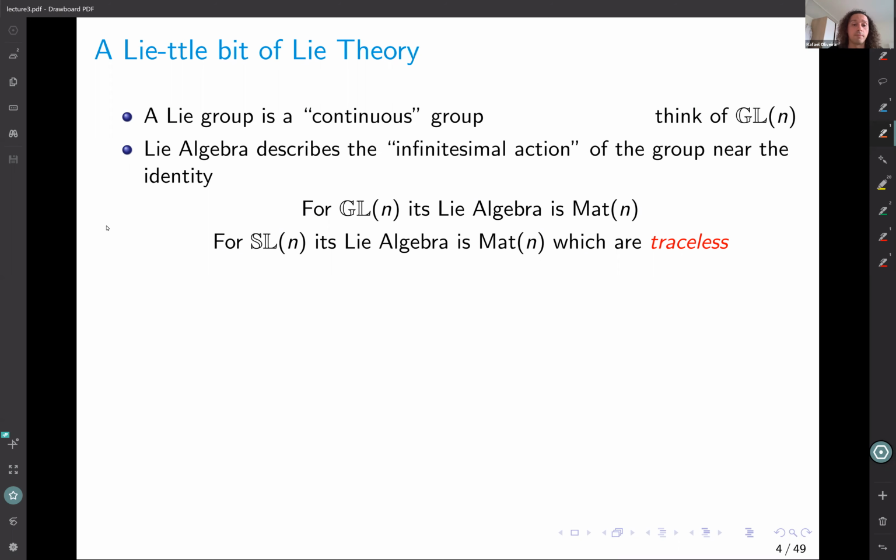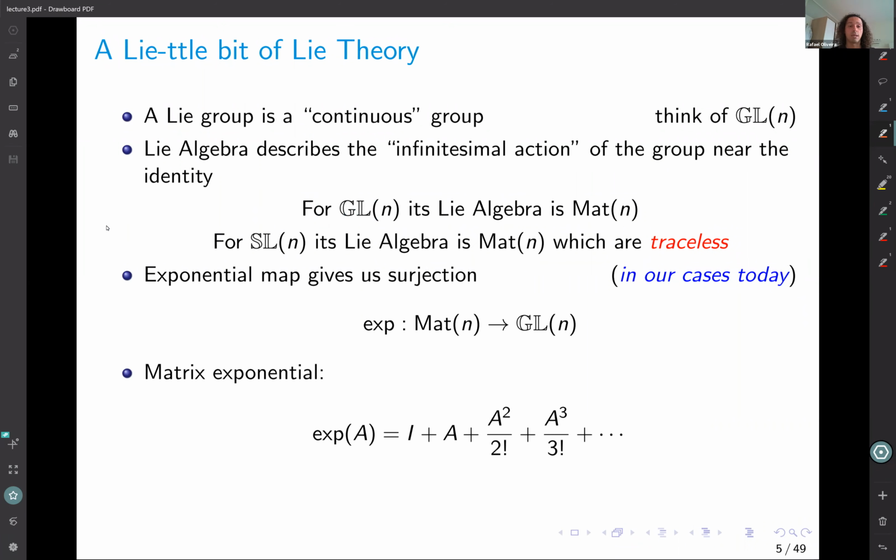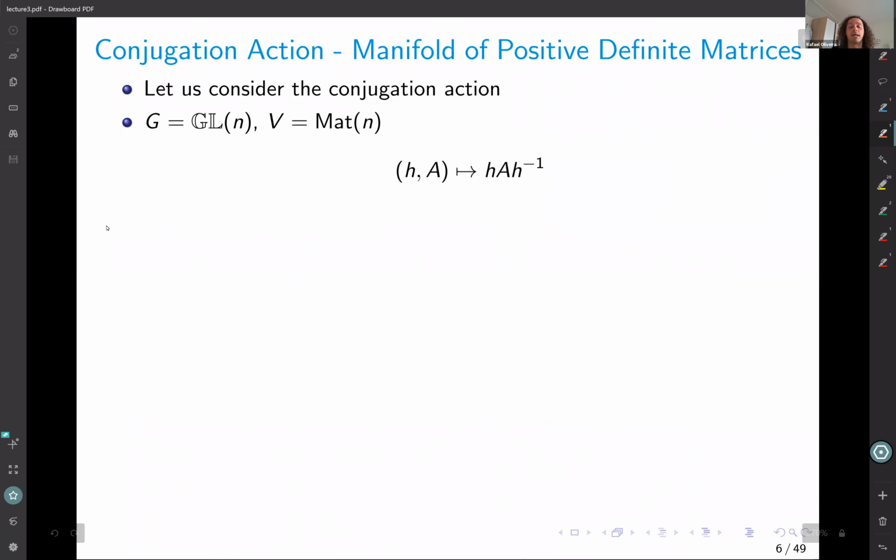In the theory of Lie groups, in the cases for GLN and SLN, the exponential map, which is given by the matrix exponential, highlighted here, for the cases that we're interested in in this workshop series, gives us a surjection from the set of all matrices to GLN, and in particular from the traceless matrices to SLN.